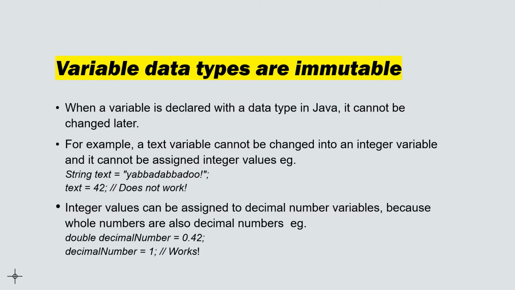Equally, integer values can be assigned to decimal number variables because whole numbers are also decimal numbers. So if we have a double decimal number of 0.42 and we set up that decimal number to equal 1, that will work. However, it will work as a double. So if our intentions are to use it as an integer, that isn't going to work for us because it will have decimal places afterwards. So you have to be really careful when you use your data types that you know exactly what you're going to be using them for. If your intentions are to switch them later on, you may need to set up more variables.